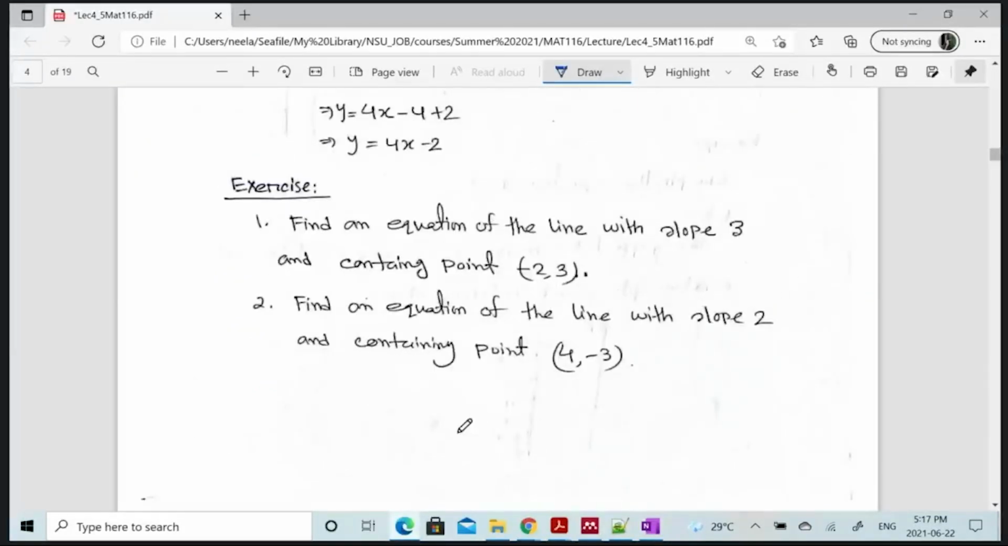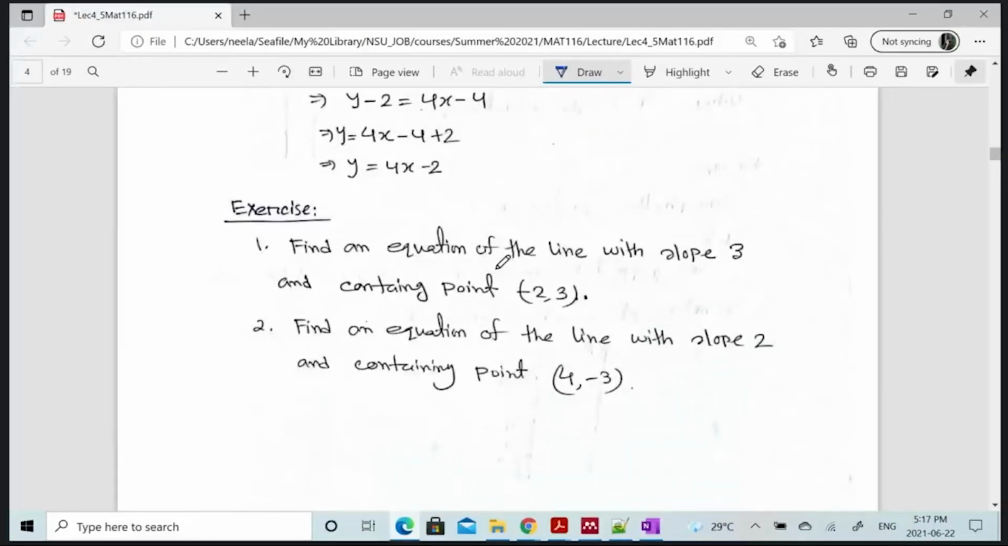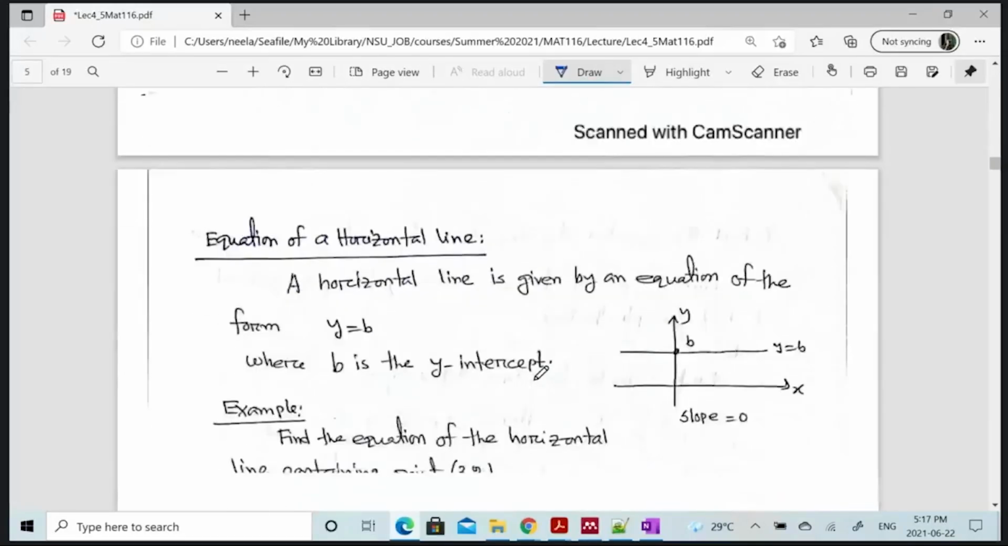Here the exercise is pretty simple. The slope is given, the point is given. So you follow the same procedure and you will be able to get the equation of the line. Try to draw the graph at the same time, so you basically learn two things together.